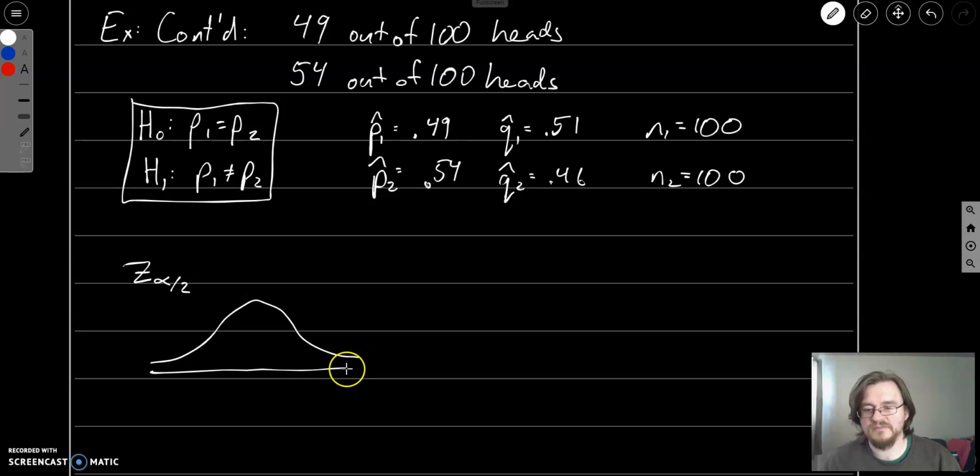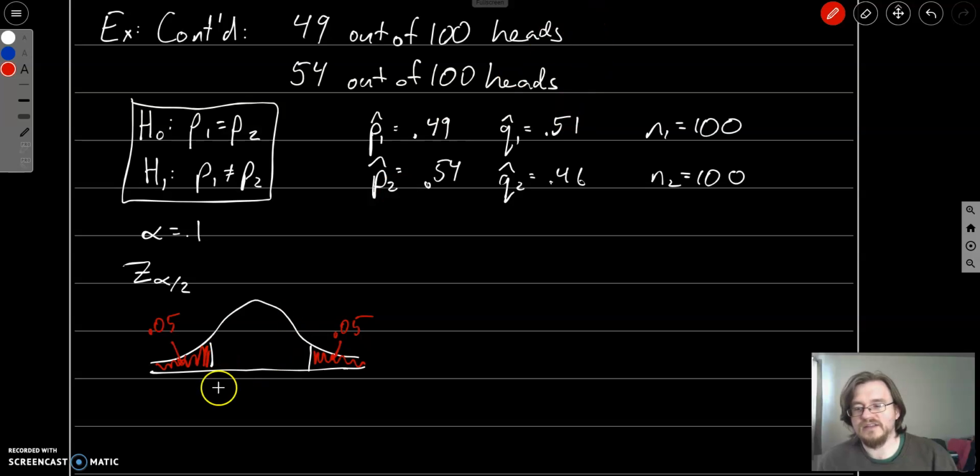We have our normal distribution and our alpha value. Alpha, remember, was 0.1. So if we split it up and put it on both halves, here this should be 0.05, and this should also be 0.05. So let's find our z value that corresponds to this point.